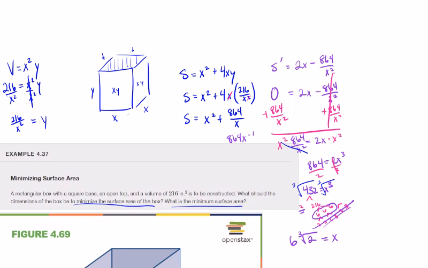And we're talking about inches. Then it says, what is the minimum surface area? Well, first of all, let's see if this is a minimum. So we can take the second derivative.